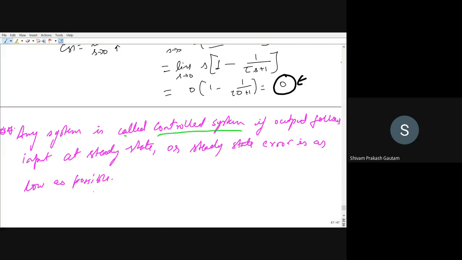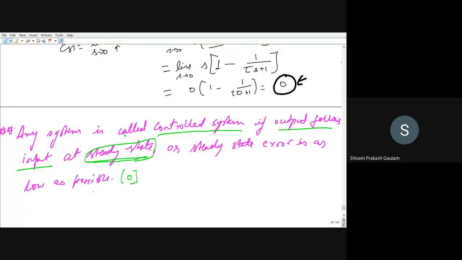So you can see what a controlled system is. Anyone can ask you in an interview what is the meaning of a controlled system. So what will you say? A control system is a system in which output follows the input at steady state. Steady state is a very important part, not the transient state. We have seen what the transient state and steady state are, right? So any system in which output follows the input is called a control system, or the steady state error should be as low as possible. Ideally, it should be 0. Even if it is not 0, it should be very close to 0.